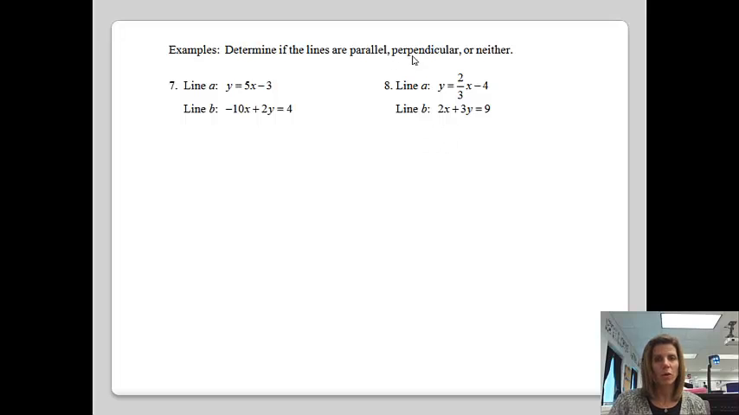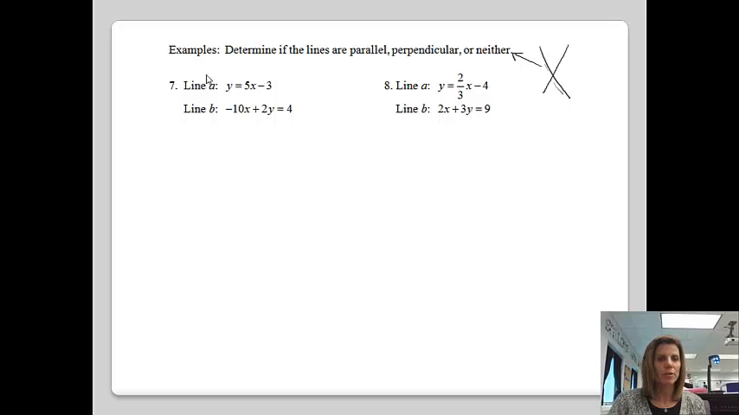All right, if you look at these examples, it just says to determine if the lines are parallel, perpendicular, or neither. Well, hopefully we know by now that parallel lines have the same slope, perpendicular lines have slopes that are opposite reciprocals, and neither would mean neither of those conditions exist. So they might cross each other, but notice they're not crossing at right angles. So that would probably be a neither situation.